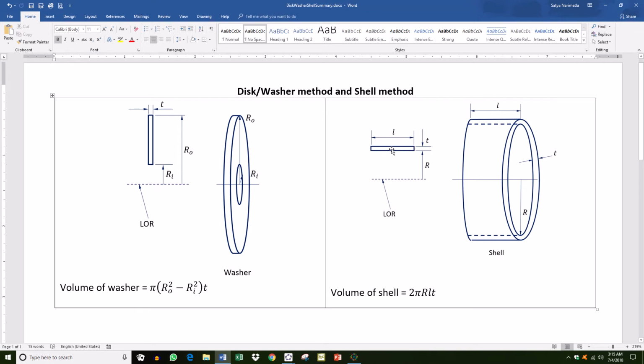Now, please pay attention to this very, very important point. What's the difference between this and this? The first scenario and the second scenario. Here I said washer, shell. The key thing is to notice the relative orientation of the rectangle with respect to the line of revolution. When the rectangle is perpendicular to the line of revolution, you get a washer. On the other hand, when the rectangle is parallel to the line of revolution, you get a shell. That is the key part. Keep that in mind and let's get busy.